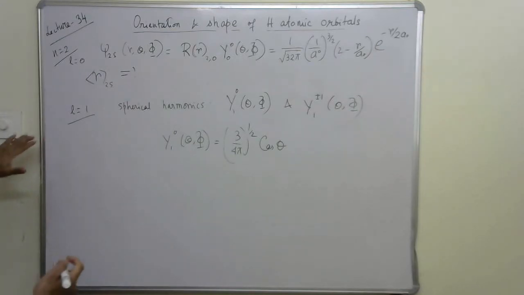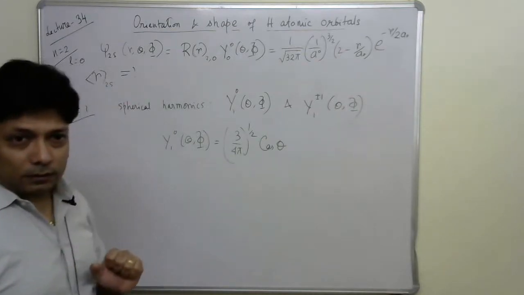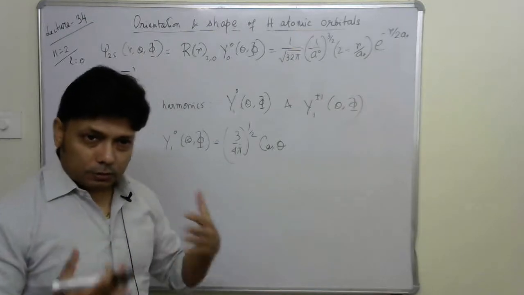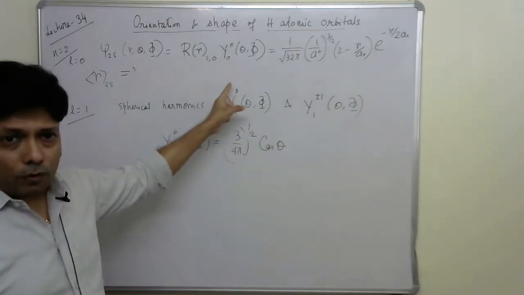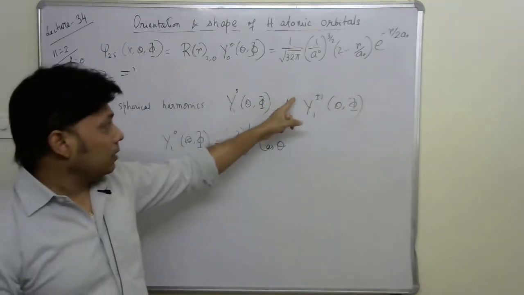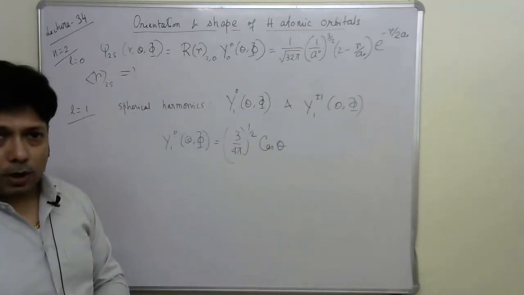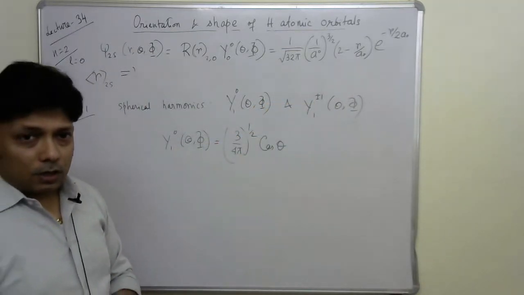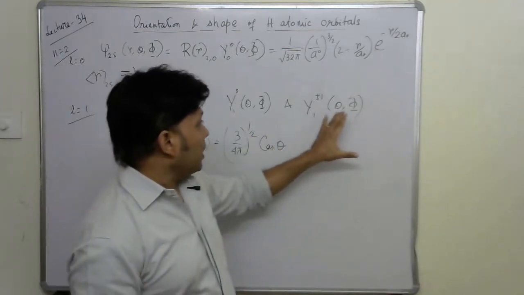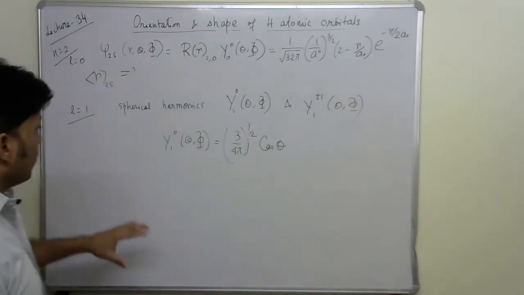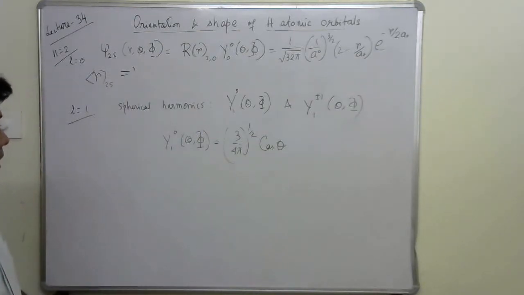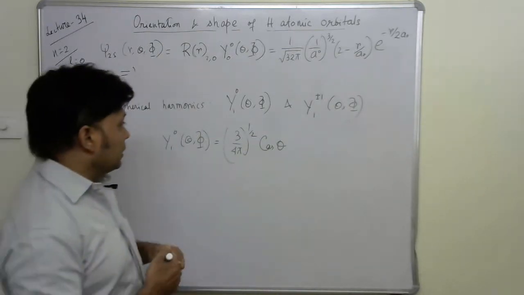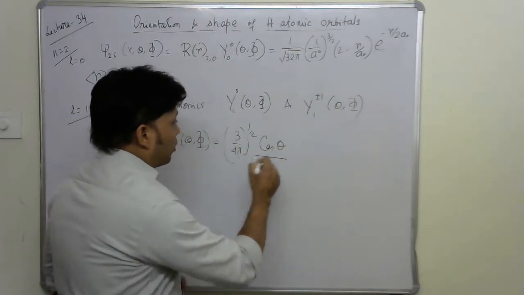And then we come to l is equal to 1. Now the spherical harmonics part will appear. We have two scenarios: one for m is equal to 0 and another for m is equal to plus or minus 1. We'll come to m is equal to plus or minus 1 later. Now let's talk about m is equal to 0. Interestingly, now it is a function of cos theta.